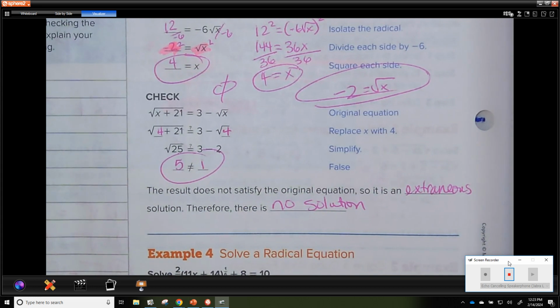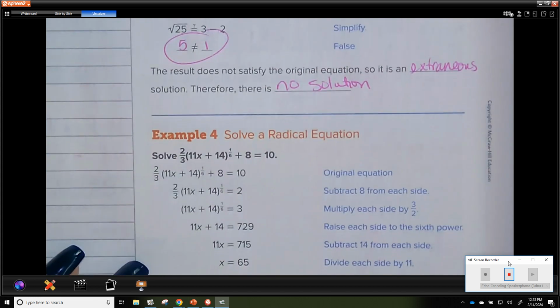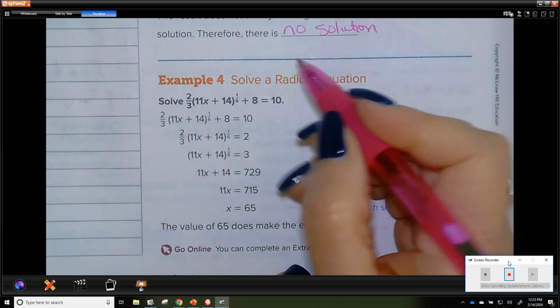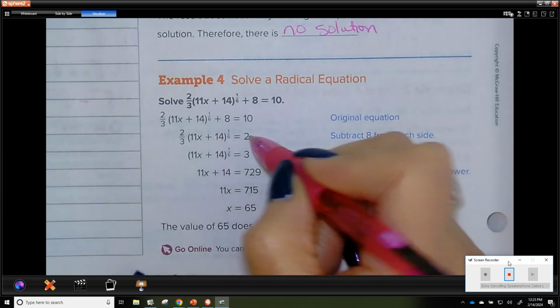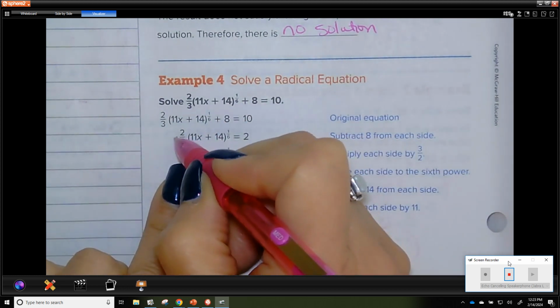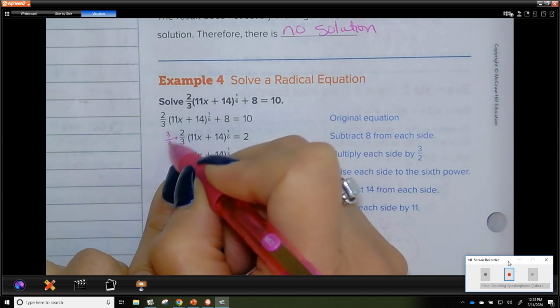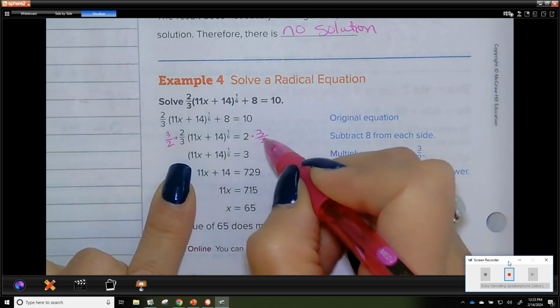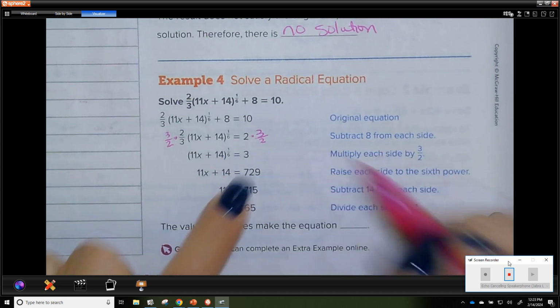Here's another one. Several steps. They did it all, but I want to go through it. I want to point out some important steps. So we minus 8, we get 2. Now, to go from here to here, it's 2/3, so you're going to multiply by the reciprocal, 3/2, which means 6 divided by 2, or you could cancel the 2. Either way, you get 3.